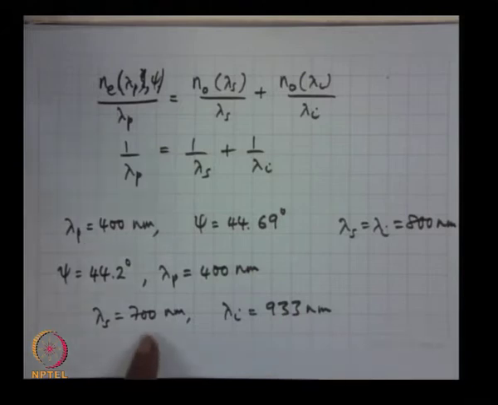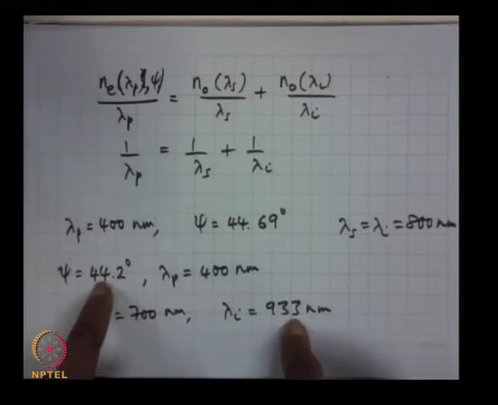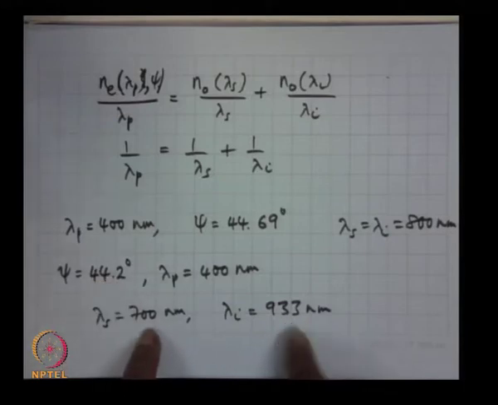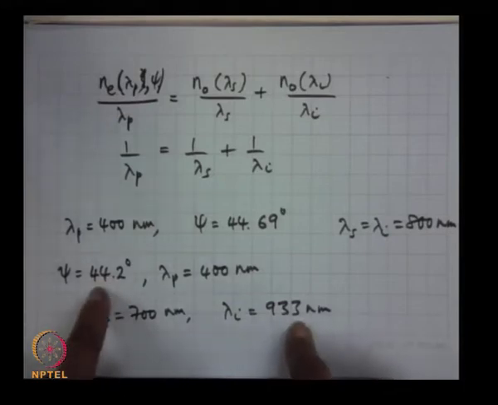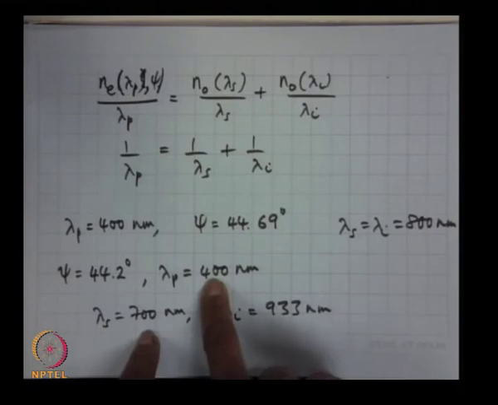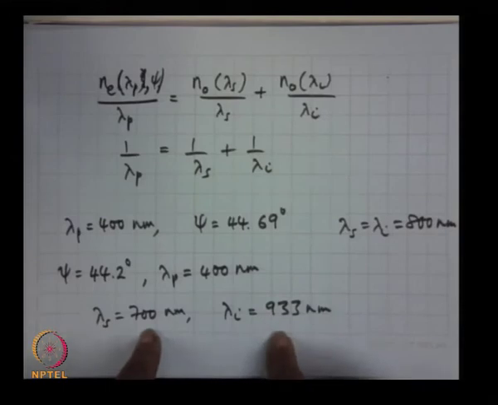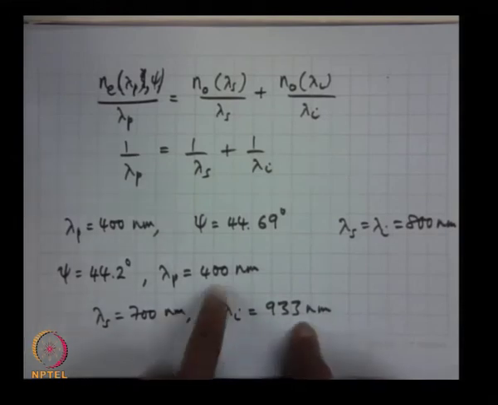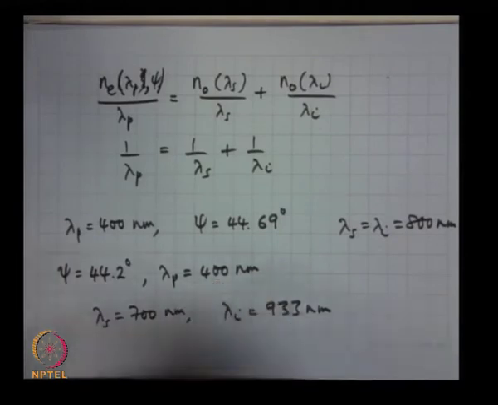Tell me, if I launch 700 nanometer and 933 nanometer as ordinary waves along this angle, what will I generate? I launch 700 nanometer light and 933 nanometer light at 44.2 degrees, and these are both ordinary waves. What will I generate? 400 nanometer. This is the same process, and that's called sum frequency generation. The frequency of this plus frequency of this is equal to frequency of this. And it is the same set of three equations. The only thing is, it depends on the pair of equations which I take to solve and the initial conditions.